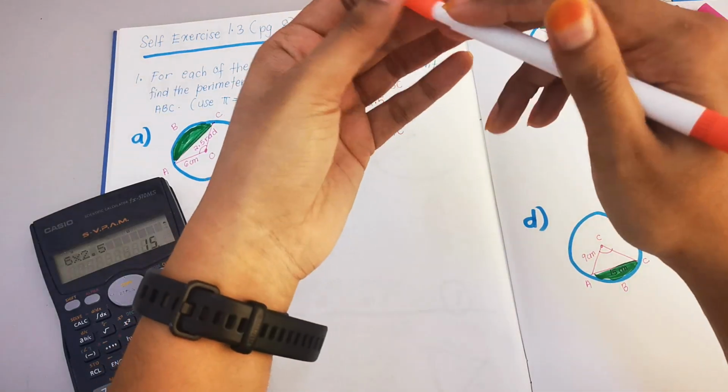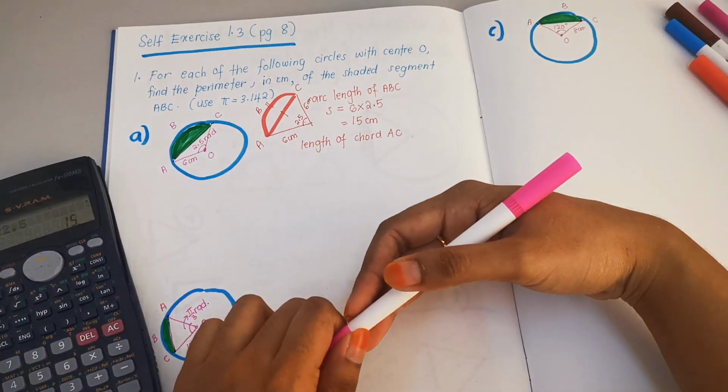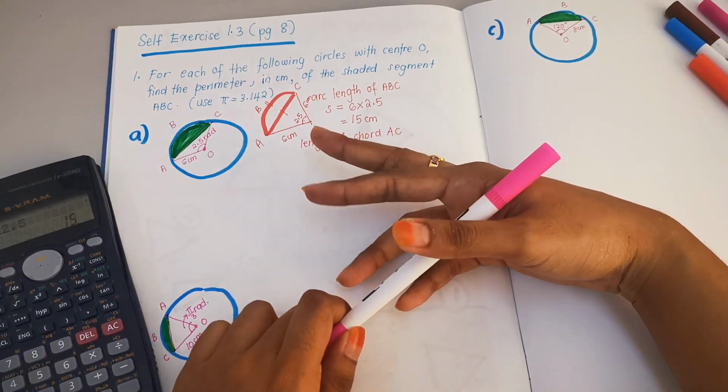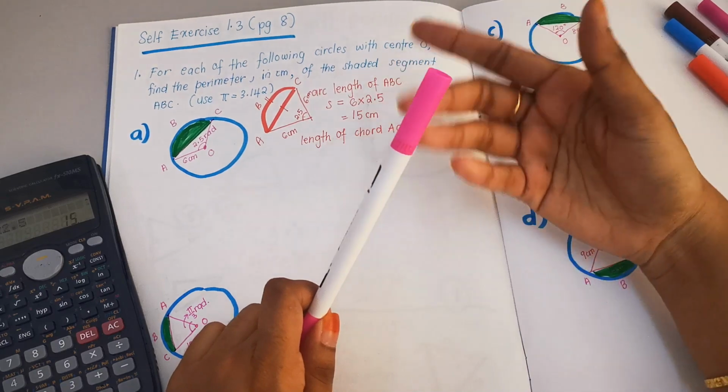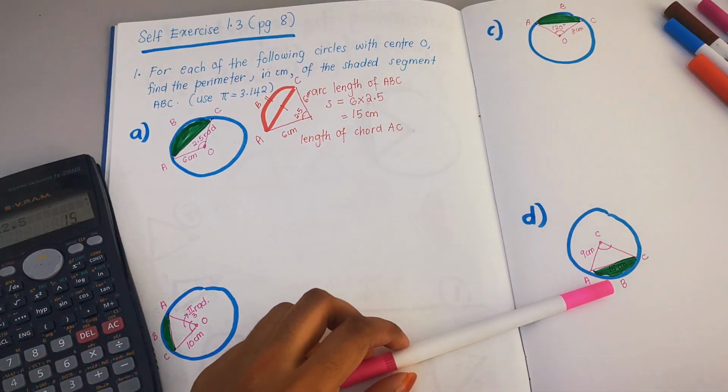Make sure you memorize your cosine rule, but if you don't memorize, don't worry. The cosine rule is given in the exam. It's in your formula list. It's also good if you print out the formulas and keep them.